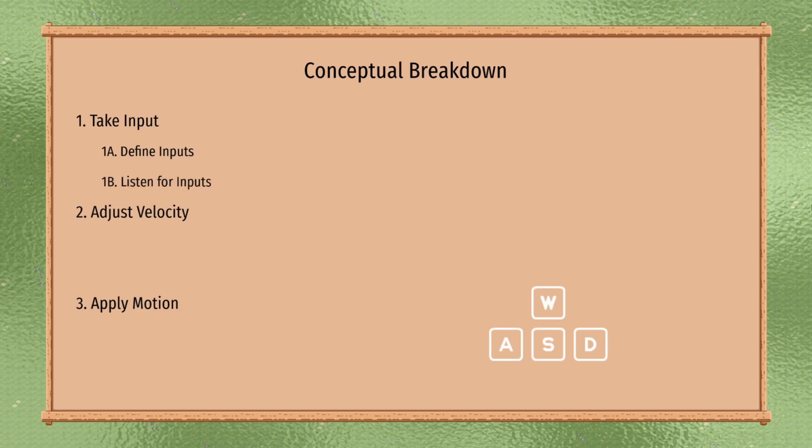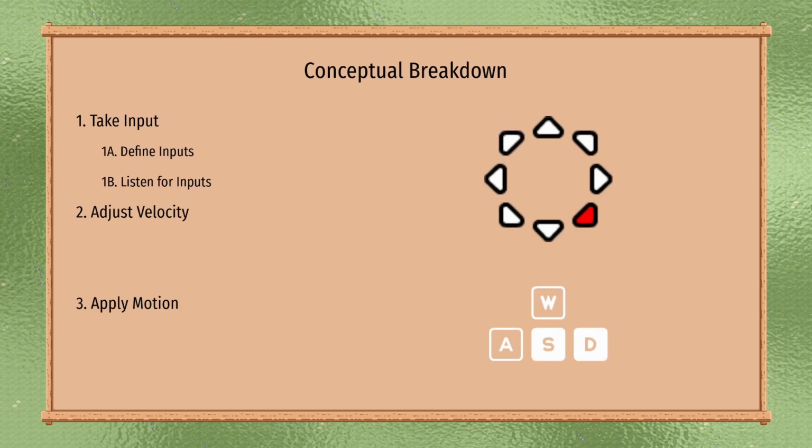Next, we'll need to write the code that listens for and interprets the actions. In the context of a movement script, this is the code that translates your inputs into the direction you want the character to move. Here you can see a visual representation of how different key combinations result in different movement directions. In our example, we have 8 directional movement. Now that we have our desired movement direction, we're ready to move on to the next step, adjusting the velocity based on our input direction.